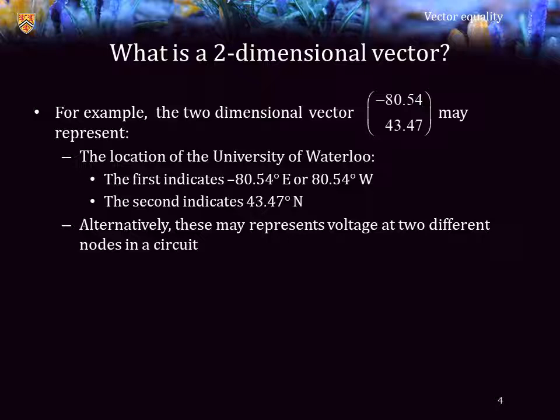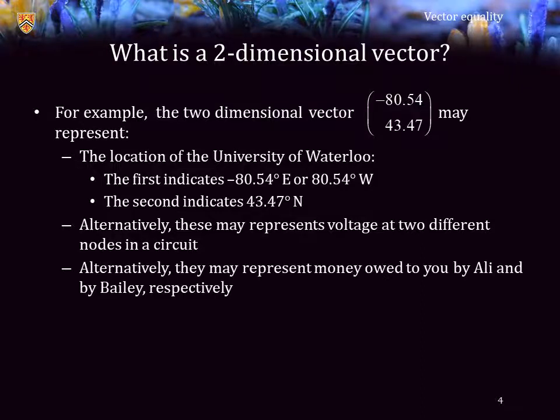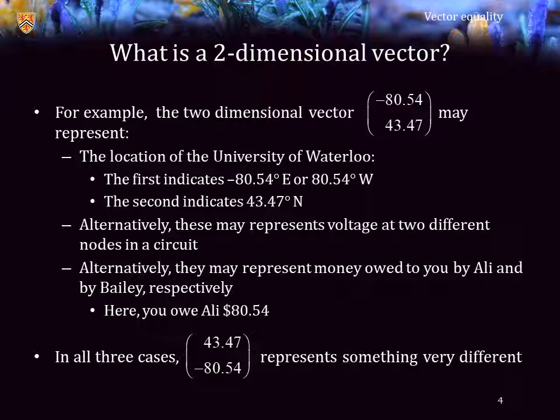Alternatively, these may represent voltages at two different nodes or locations within a circuit. Alternatively, yet again, they may represent money owed to you by Ali and Bailey, respectively. And in this case, here you would owe Ali $80.54. In all three cases, the vector 43.47 and negative 80.54 would represent something very different.